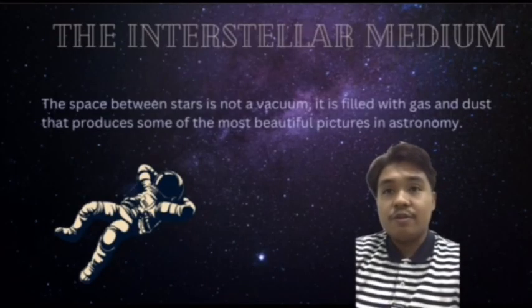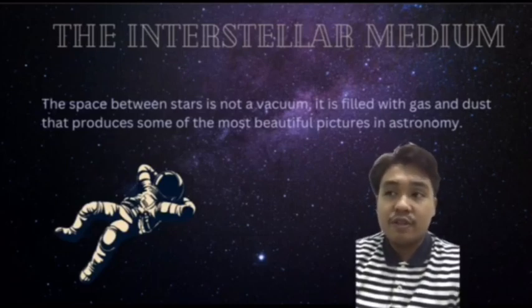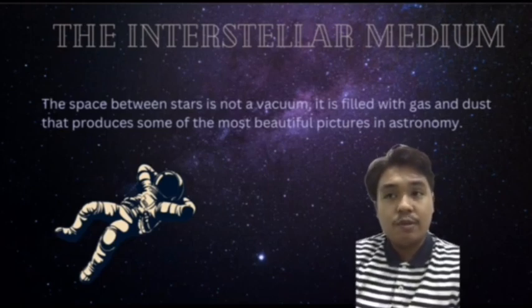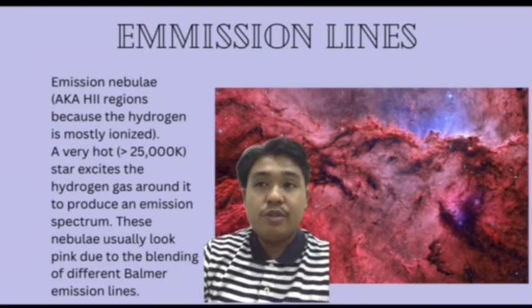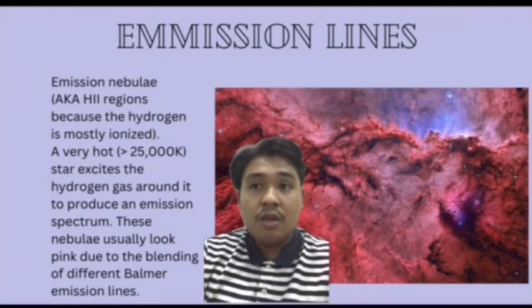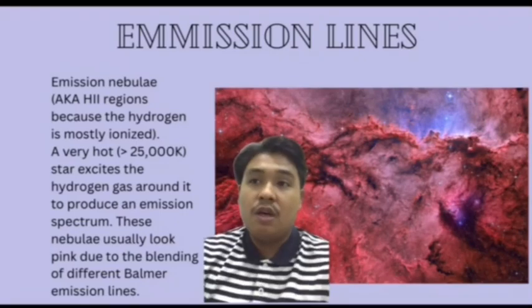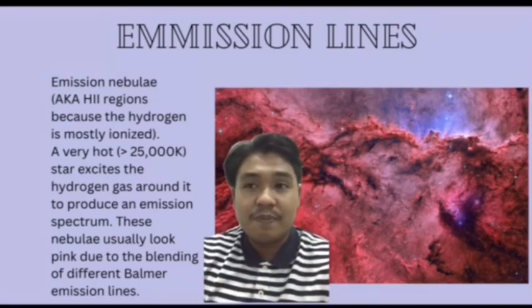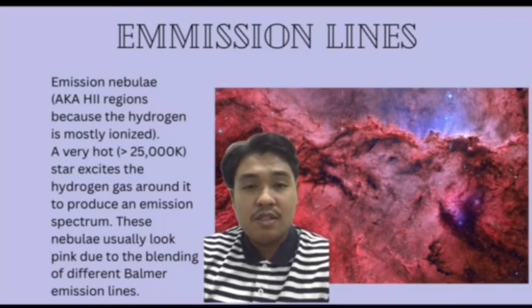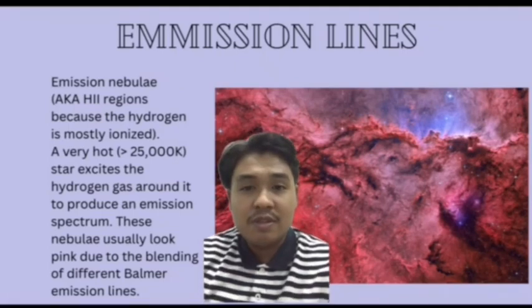The interstellar medium: the space between stars is not a vacuum, but it is filled with gas and dust that produce some of the most beautiful pictures in astronomy. The emission lines: emission nebulae, aka HII regions, because the hydrogen is mostly ionized. A very hot star, up to 25,000 K, excites the hydrogen gas around it to produce an emission spectrum. These nebulae usually look pink due to blending of different Balmer emission lines.